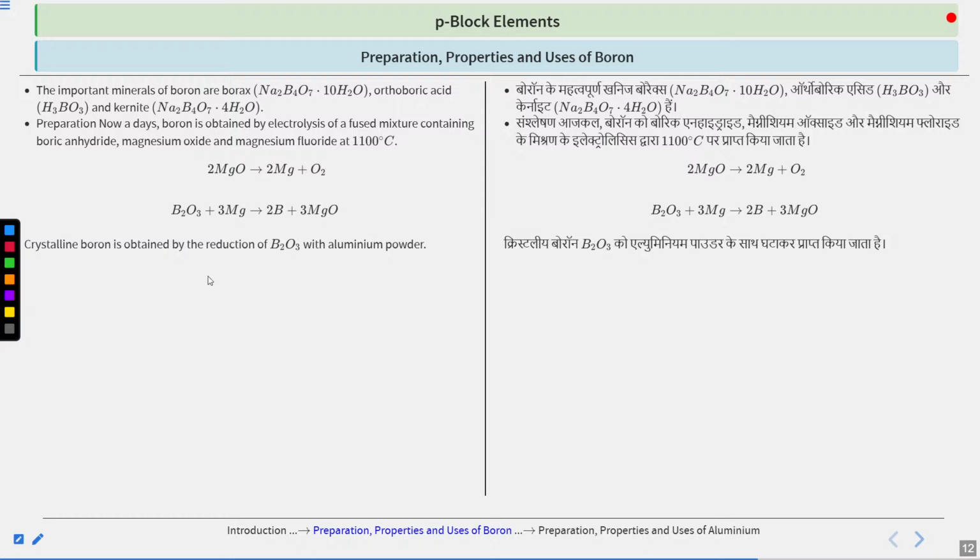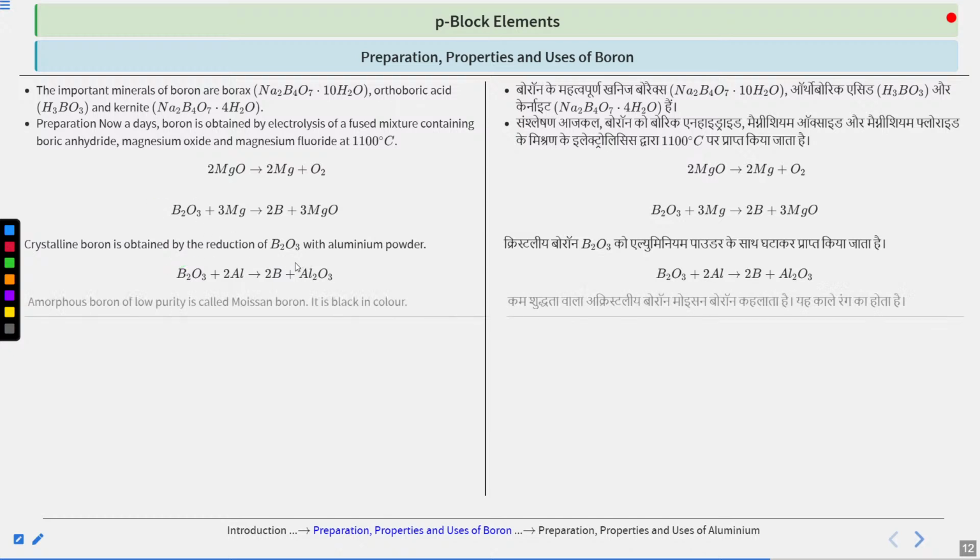Further, crystalline boron is obtained by the reduction of B2O3 with aluminum powder, and that gives us reduced boron again. So in both of these reactions, we are getting reduced boron. In this case also, amorphous boron of low purity, called Moissan boron, is obtained and it is black in color.